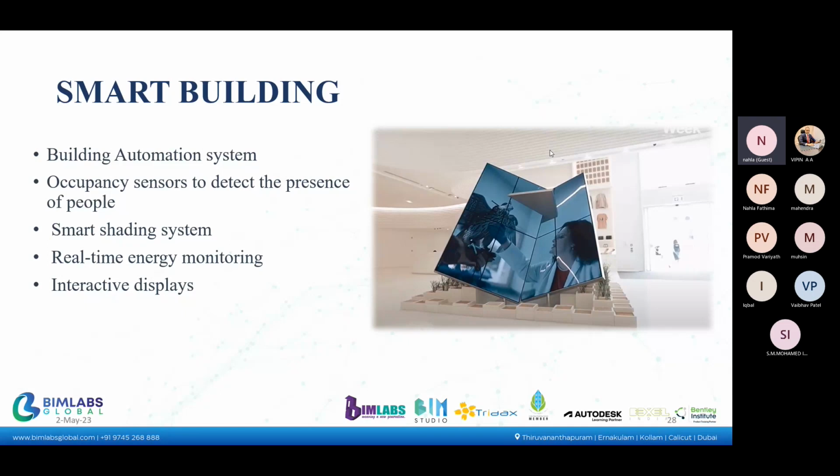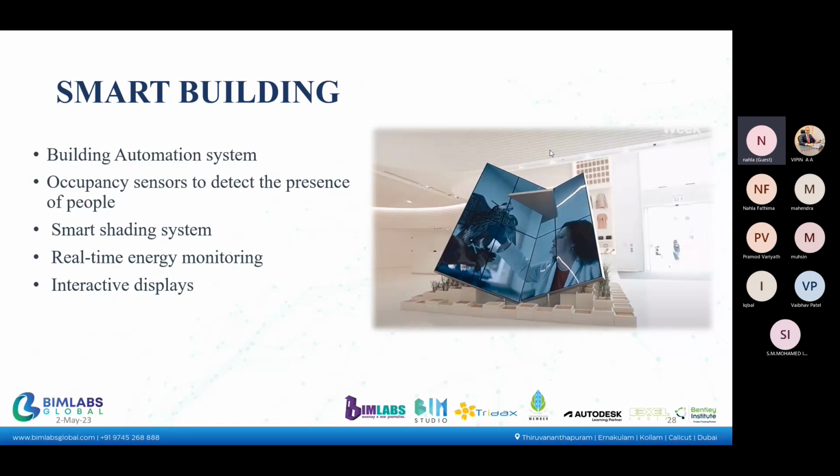The advanced building automation system monitors and controls the various building systems, including the HVAC and lighting systems. The system uses sensors and analytics to optimize the building performance, reduce the energy consumption, and enhance the occupant comfort. So this was the advanced building automation system.